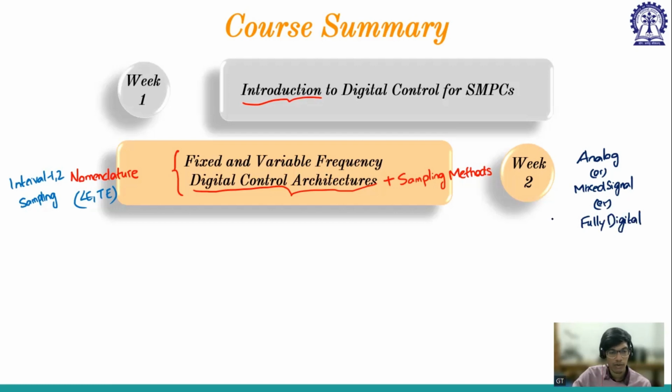All these things we did in week 2, and this is a very fundamental week, because without knowing these architectures as well as the nomenclature, interval 1 sampling, leading edge, trailing edge, and different sampling methods, it would be very difficult to follow the next weeks. So if you have any confusion regarding this nomenclature, kindly go through the week 2 lectures, or you can go through our week 2 session.